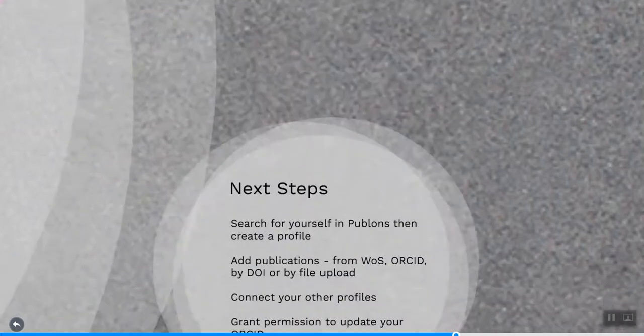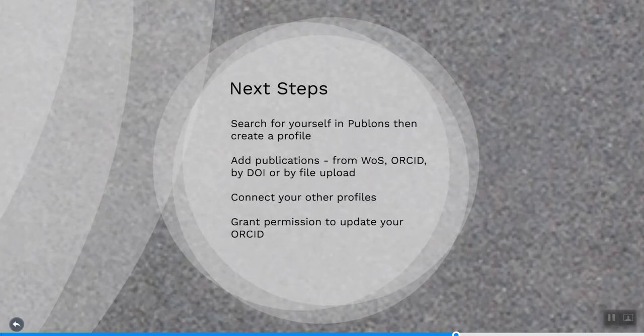How do you get a Researcher ID? Try searching for yourself in Web of Science. If you've got publications indexed there, you can create a profile from the record, or search the web for Publons and follow the steps to register. You can then add publications to your Researcher ID, either directly from Web of Science, or add others using your ORCID, your article's DOI, or by file upload. You can connect your other profiles and use the permission settings to grant permission for your Researcher ID to integrate with your ORCID.